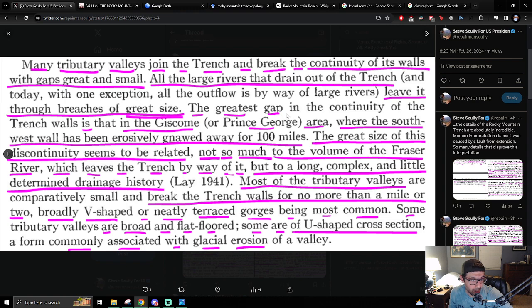The greatest gap in the continuity is in the Musicom area, where the southwest wall has been erosively gnawed away for 100 miles. The great size of this discontinuity seems to be related not so much to the volume of the Fraser River, which leaves the trench by way of it, but to a long, complex, and little determined drainage history.